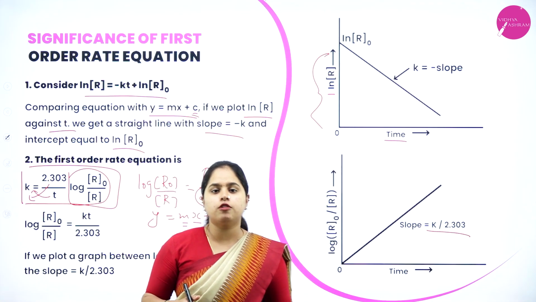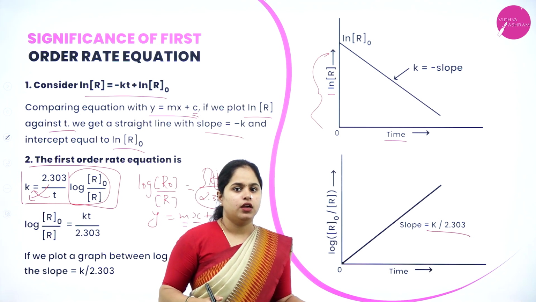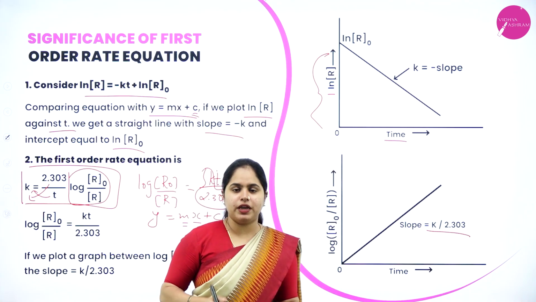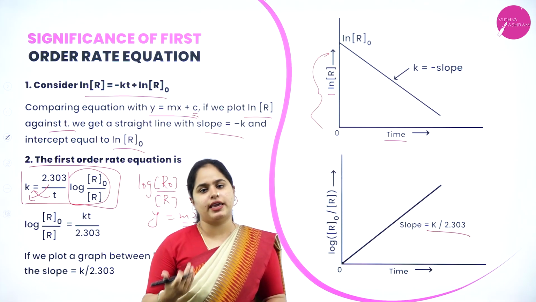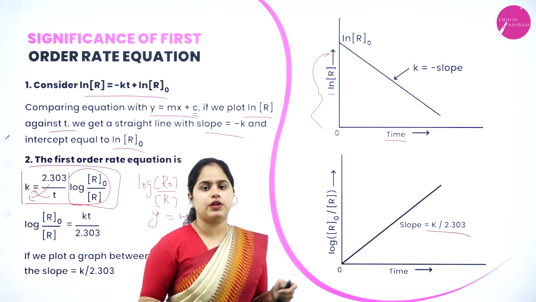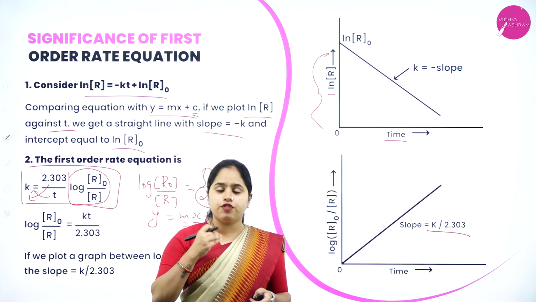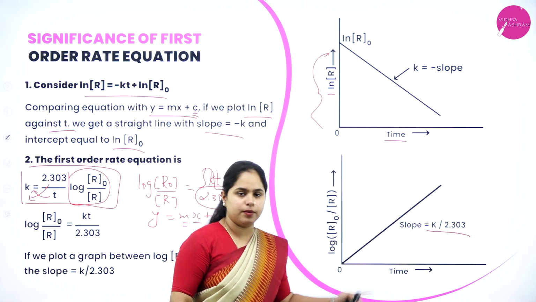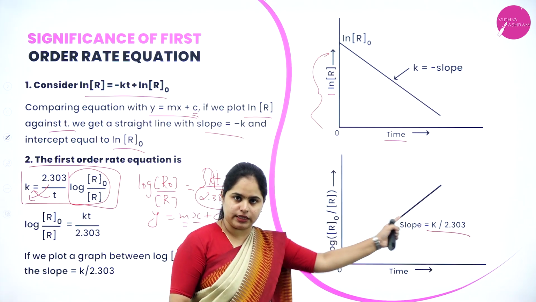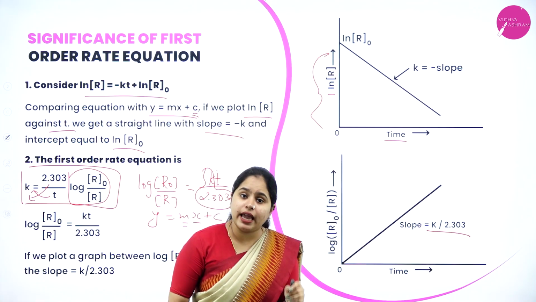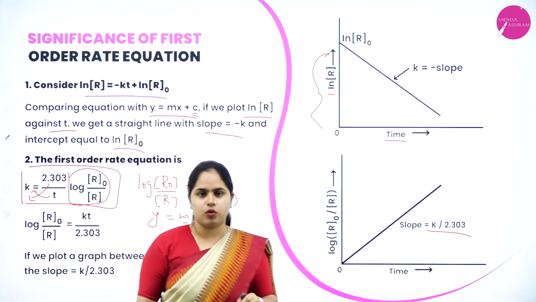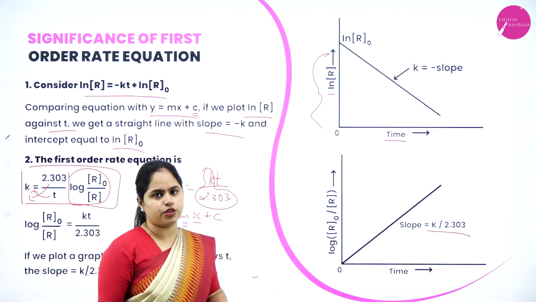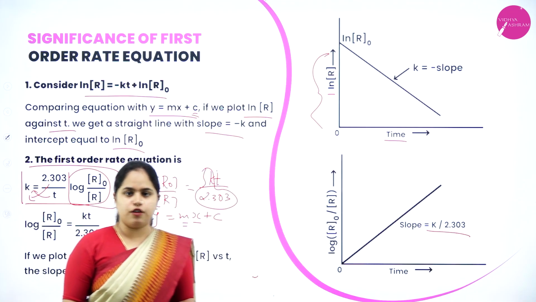So if we plot a graph between ln R versus time, you will get a negative slope, in which the slope will be equal to minus k and the intercept will be ln R0. Now if you are plotting a graph between log R0 by R versus time, you will get a graph like this in which the slope is k by 2.303. Okay, it is in log form, so k by 2.303. So I hope the graph is also clear.